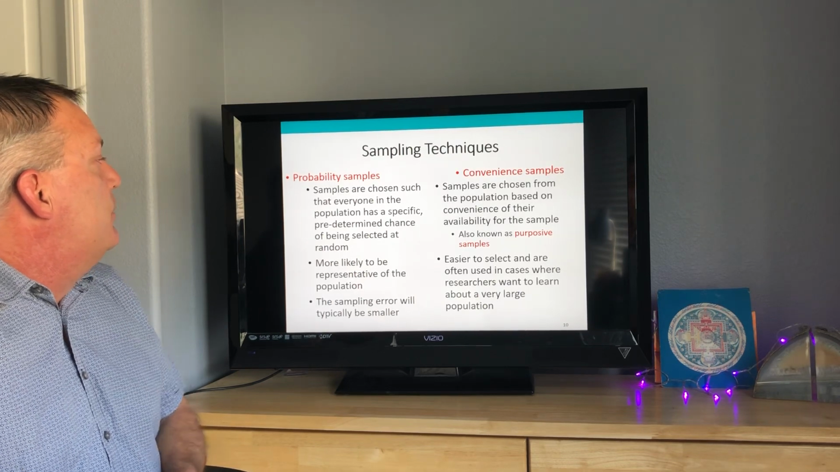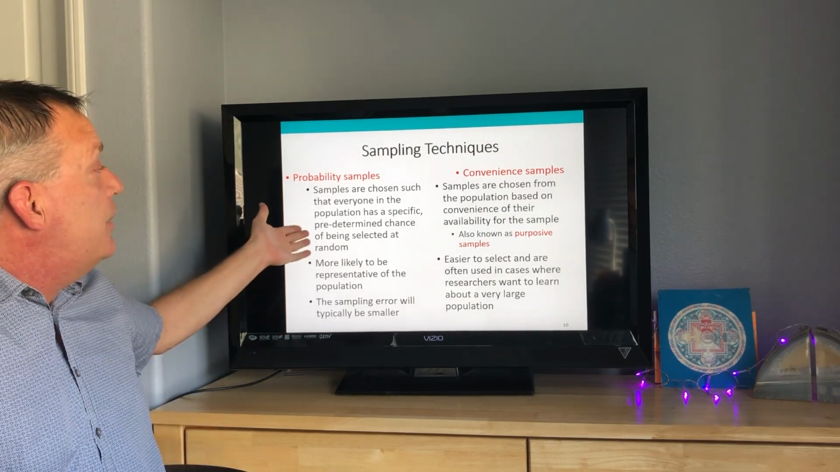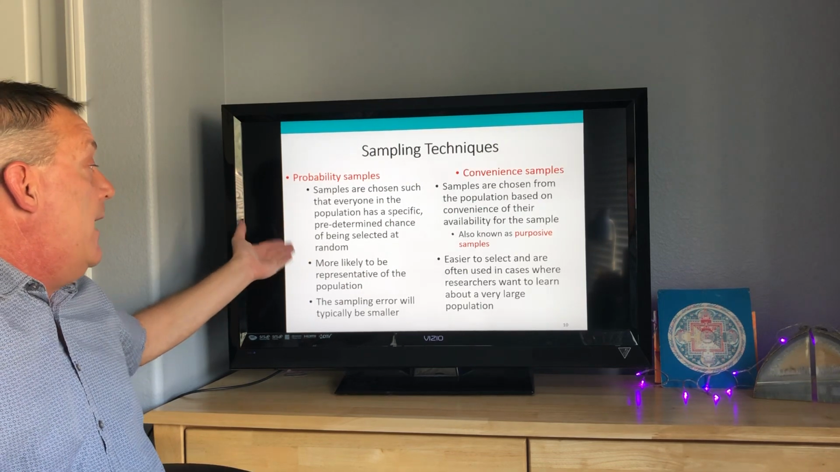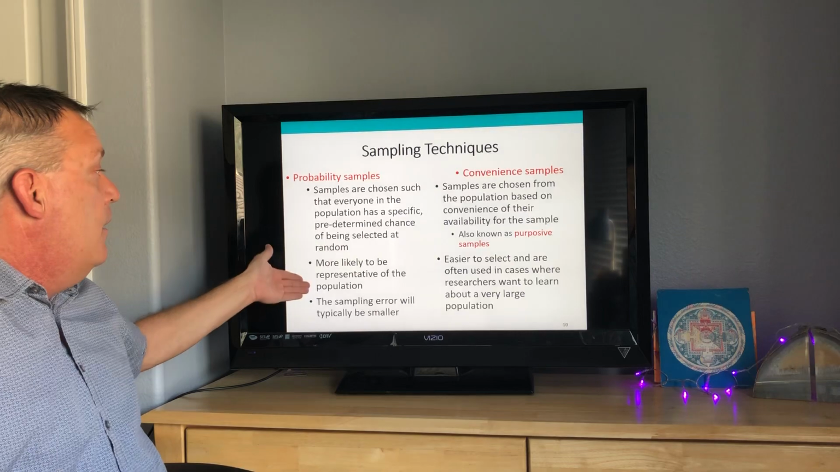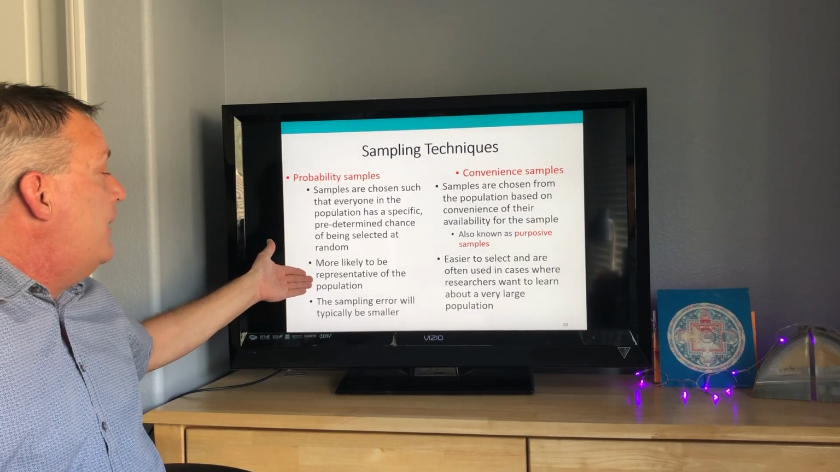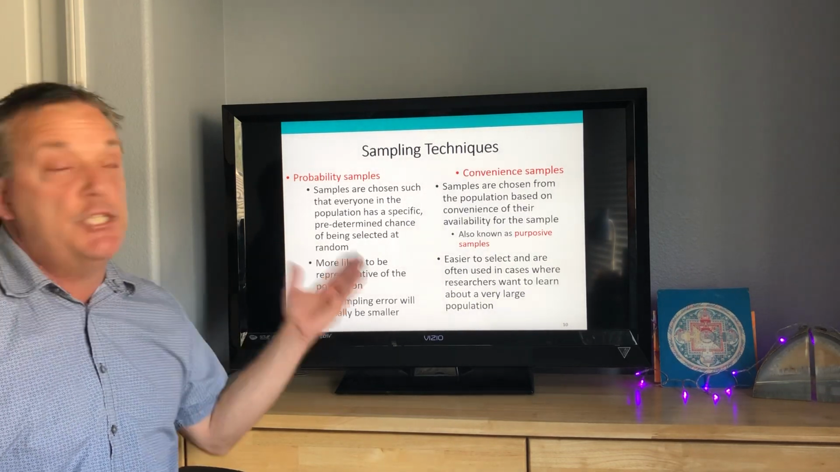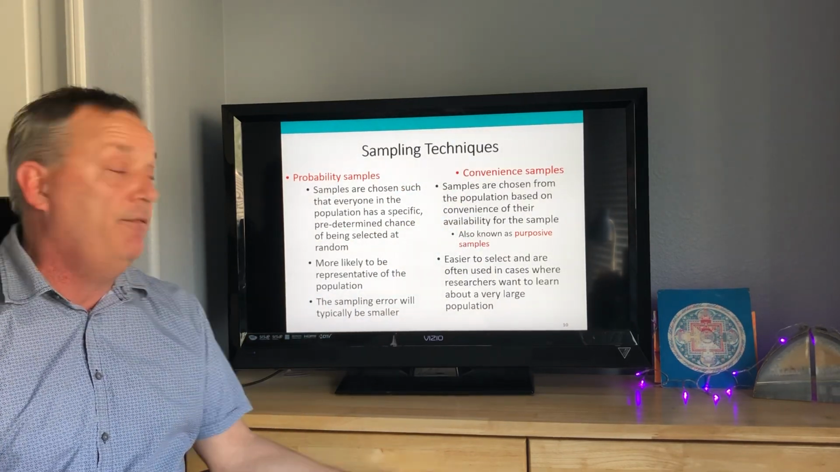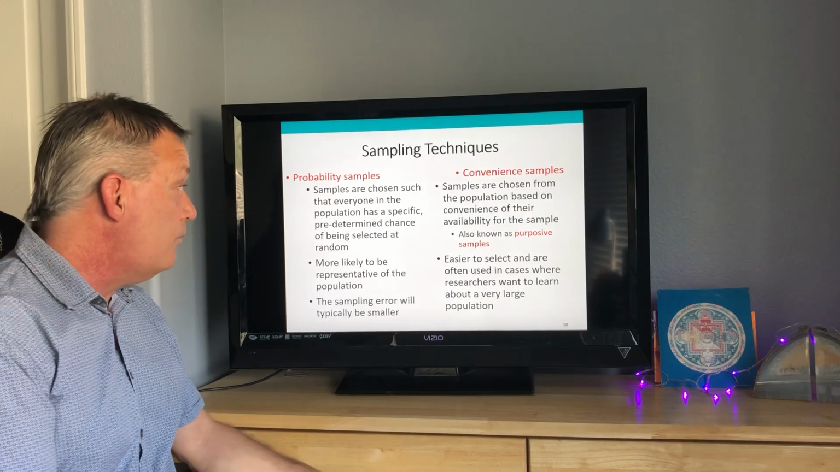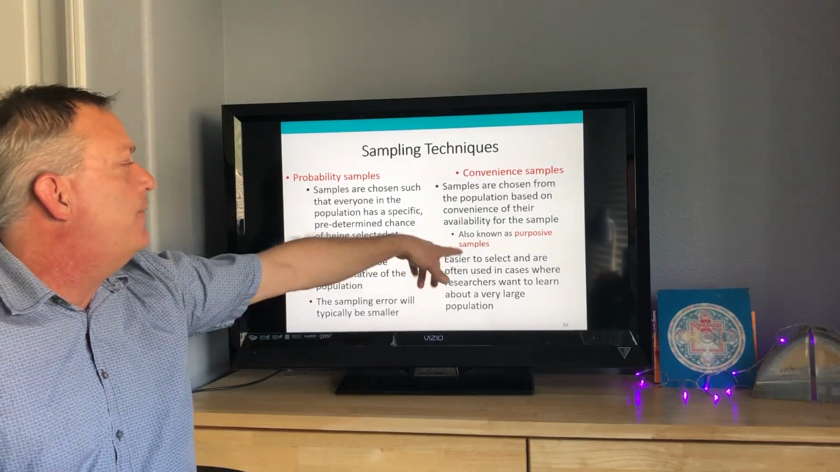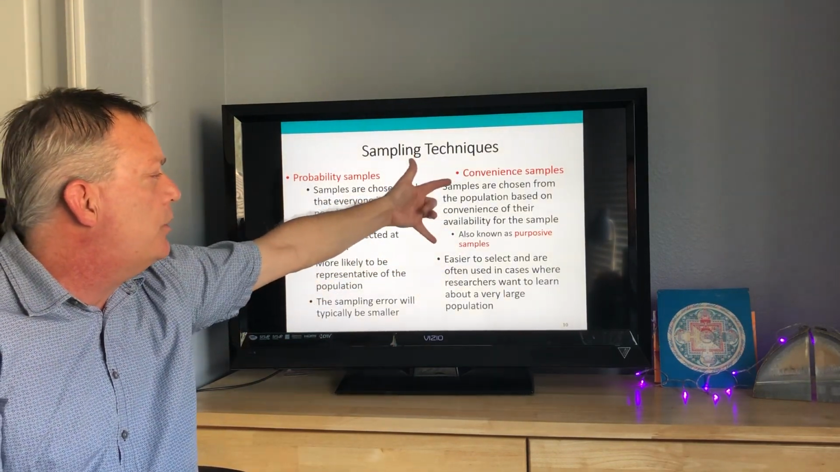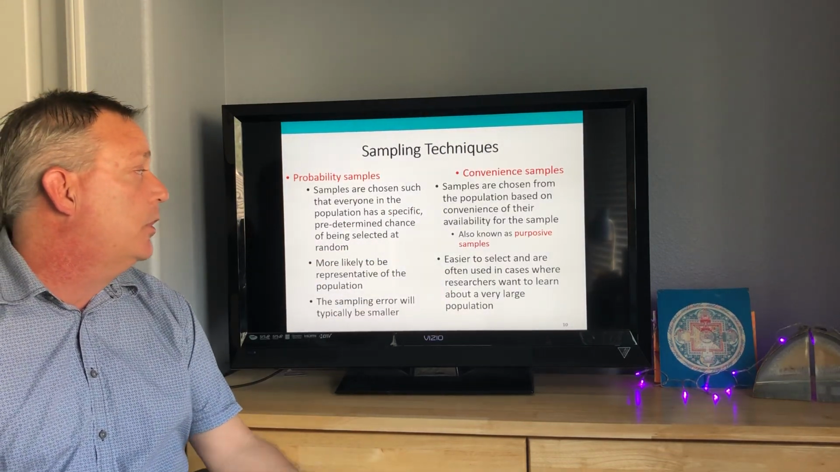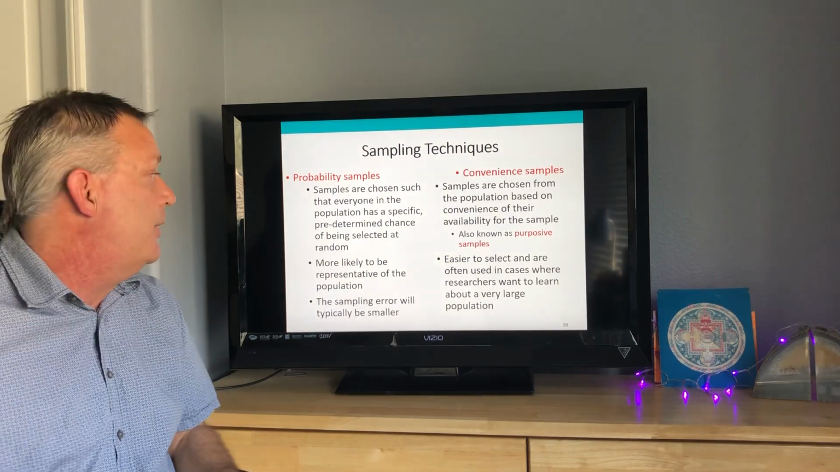Probability samples are chosen such that everyone in the population has a specific predetermined chance of being selected at random. Keyword there. They're more likely to be representative of the population, and the sampling error will typically be smaller than a convenience sample, where samples are chosen from the population based on convenience or availability. Also known as purposive samples, so those are interchangeable words. They're easier to select and are often used in cases where researchers want to learn about a very large population.